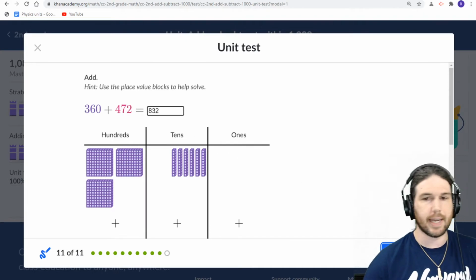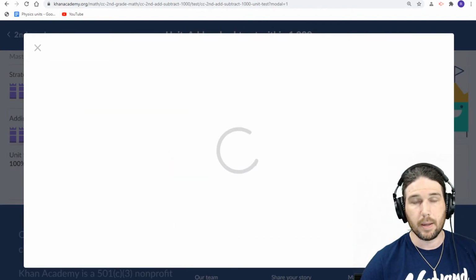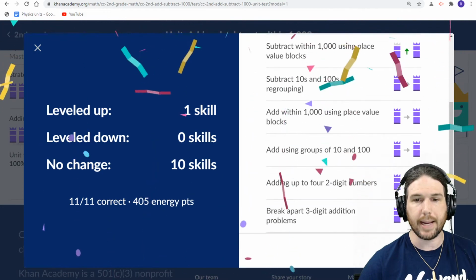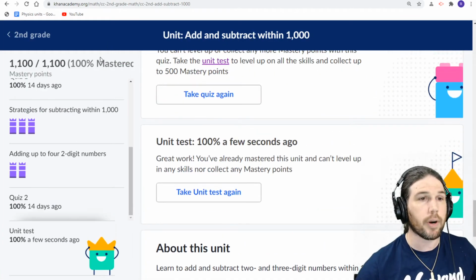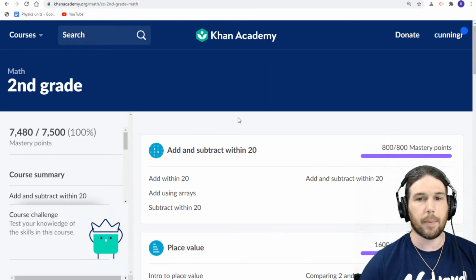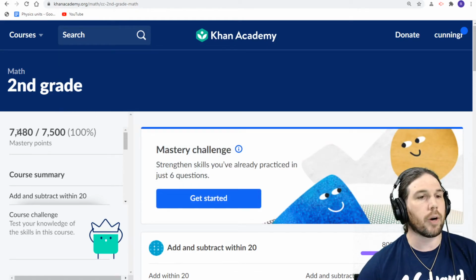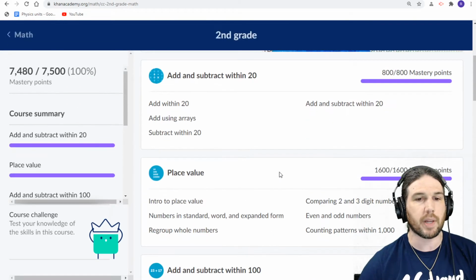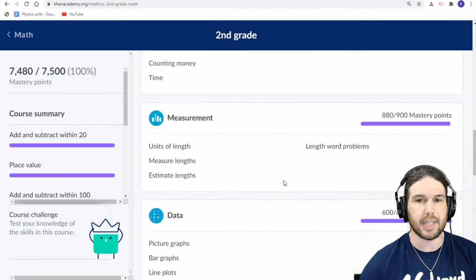832 is the answer I get here. Okay. Got it. Okay, so now we're at 100% there. We're going to back up. Let's see. Oh, and now we're at 100%, although there are still 20 points missing. So let's go hunt those down.